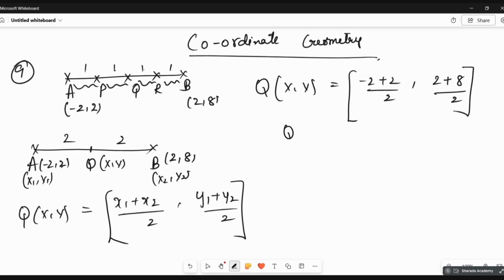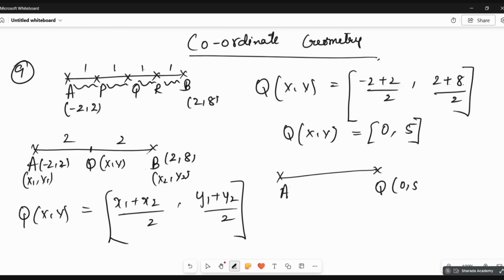So what is Q of x comma y? That is equal to minus 2 plus 2 is 0, 2 plus 8 is 10, 10 by 2 is 5. So this is the Q point. Everyone got the same thing? Q point, I got 0 comma 5. A point is minus 2 comma 2.